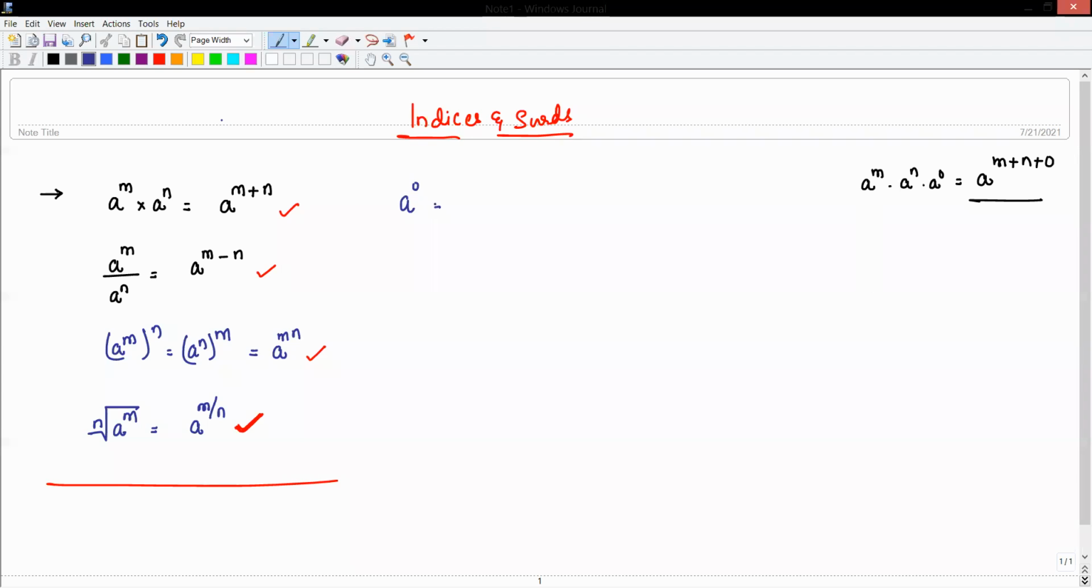Anything power 0 is simply 1. A to the power of minus n is 1 by a to the power of n. Anything to a negative power, you reciprocate the base: b by a to the power of n.